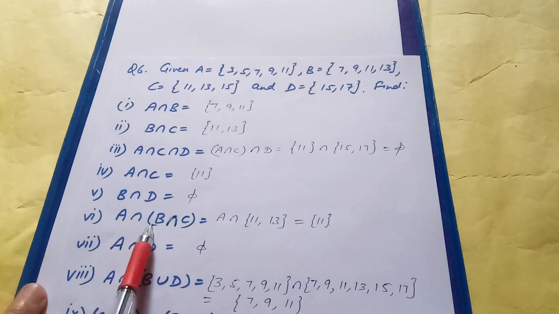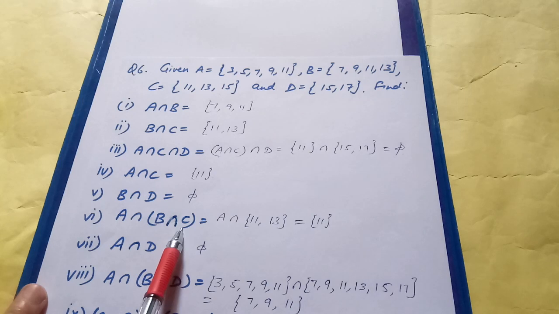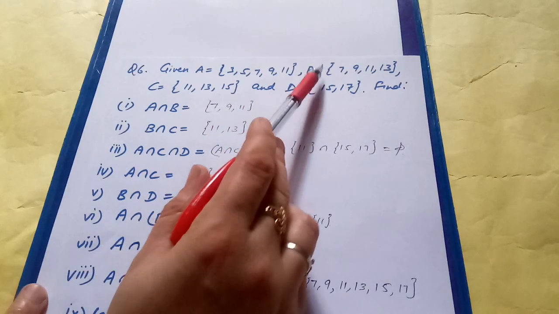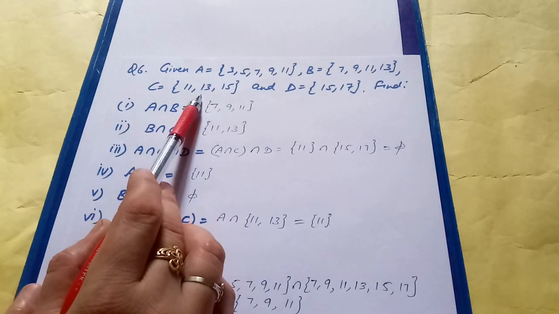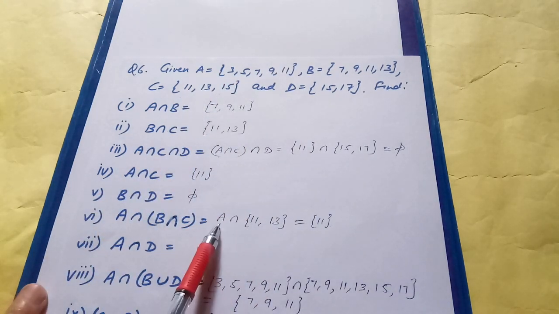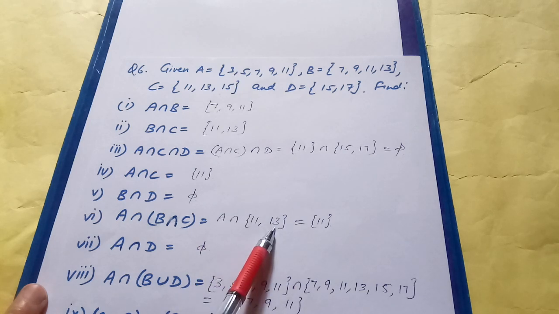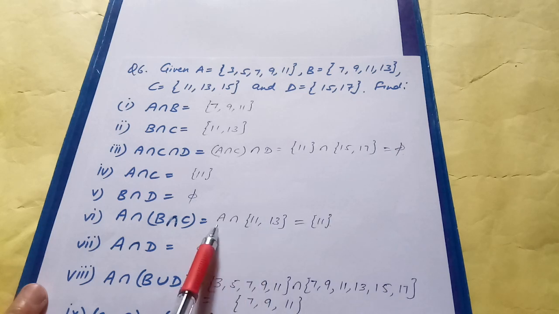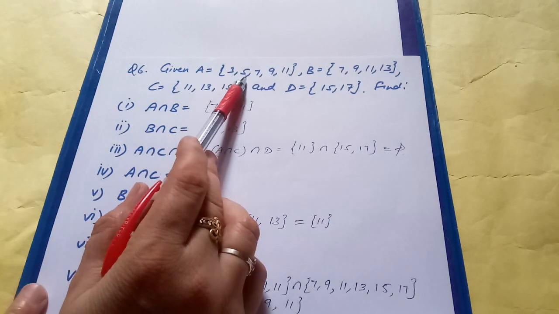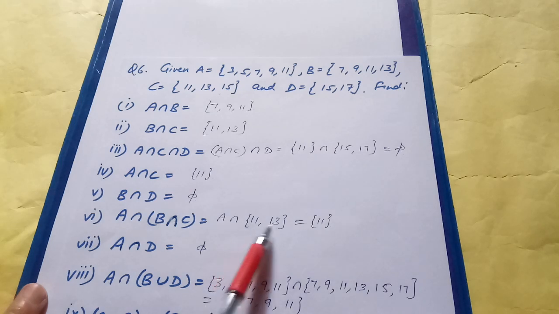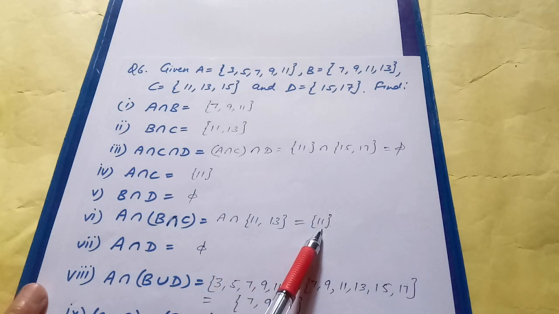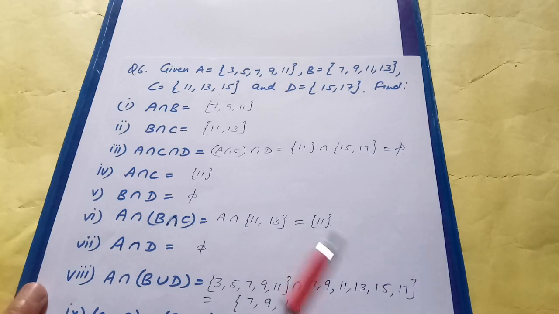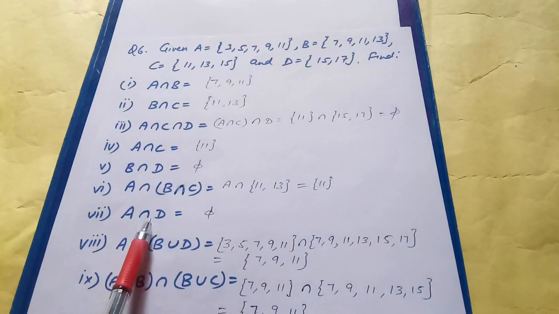In sixth part, A intersection B intersection C. Here bracket is with B intersection C. So firstly take the elements which are common to B and C, and that are, check the common elements of B and C, that is 11 or 13. So we can write A intersection 11, 13. Now take the common elements of 11, 13 with A set. Now A set is 3, 5, 7, 9, 11 and here is 11, 13. Only one element is common, that is 11. So answer is 11.